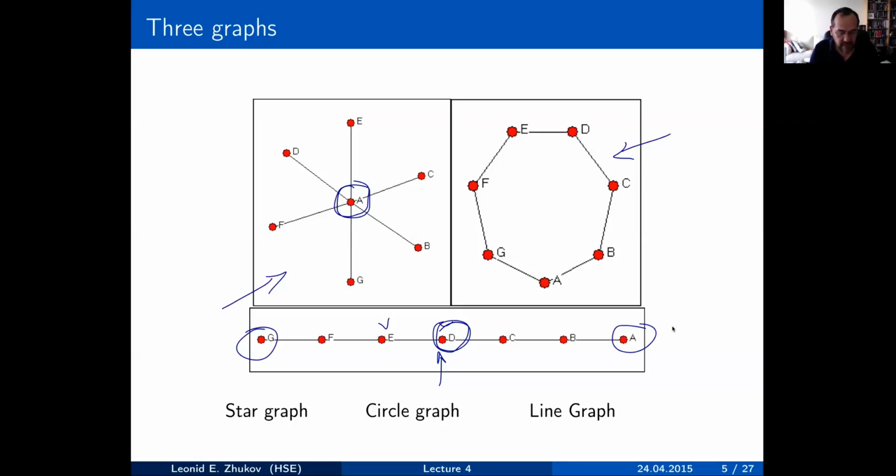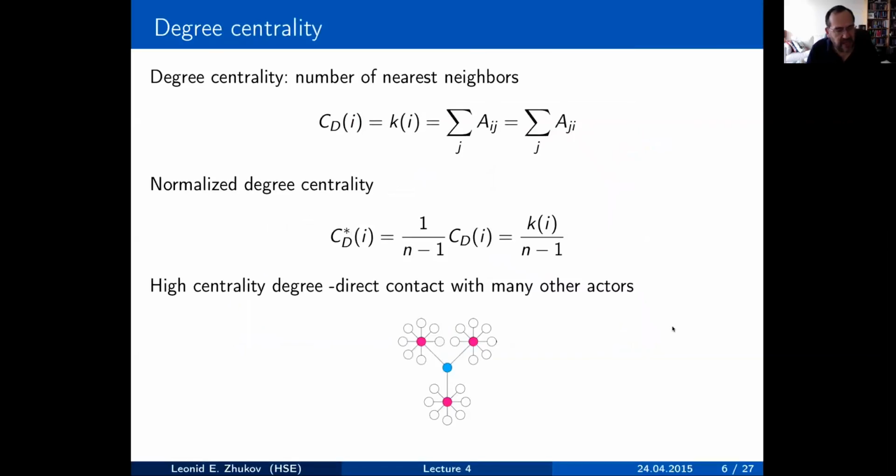One of them would be the number of nearest neighbors, and in this case, node E and node D are sort of equally central. But if we're talking about geographic location, the actual location with respect to other nodes in the graph, in this case node D would be more central. So let's formalize those metrics. First of all, the first metric we're going to talk about is called degree centrality. Degree centrality is really just the number of nearest neighbors of the node.